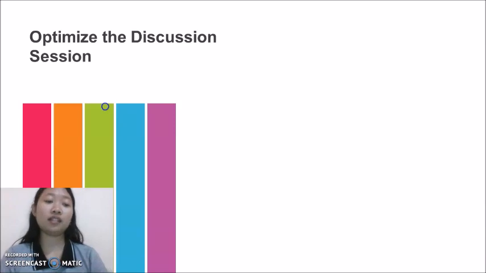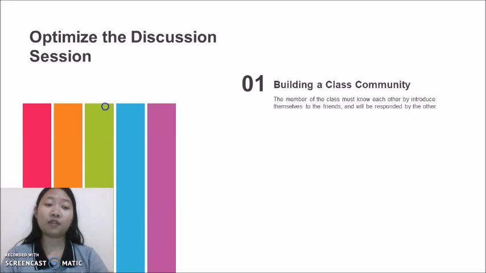The next material is optimize the discussion session. So there are some steps for the teachers to optimize the discussion session. The first is building a class community. Building a class community means that the class knows each other. So the members of the class must know each other by introducing themselves to their friends and will be responded to by the others. And don't forget, the teachers must also introduce themselves.